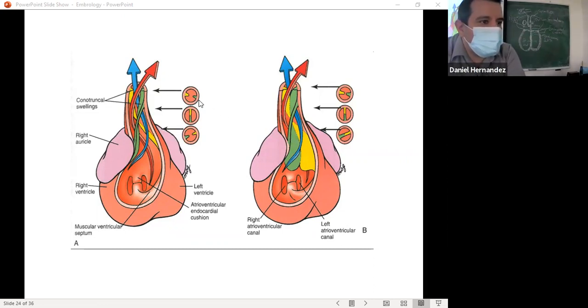So this next slide shows the formation of our great vessels from that truncus arteriosus. It results from a twisting and a separation within the truncus of the two great main vessels. So you get your conotruncal swelling.